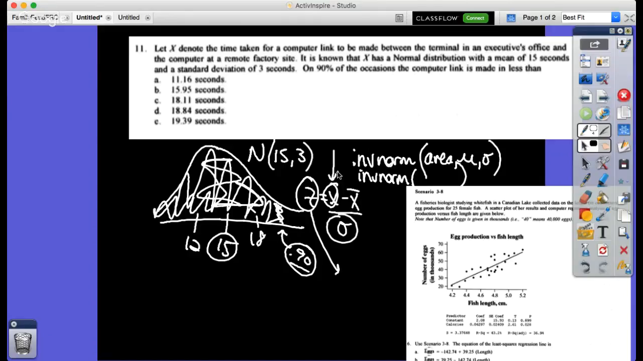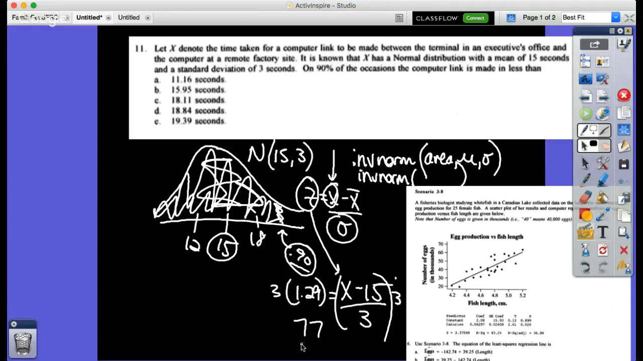Okay. Wait, so you would find the 0.9 on here? Correct. What'd you get for 0.9 on that? I think it's 1.29. Gotcha. So we would then multiply this by 3, right? 3.77 equals x minus 15. Add 15 to both sides, and I got 18.77 would be that value. Is that correct?